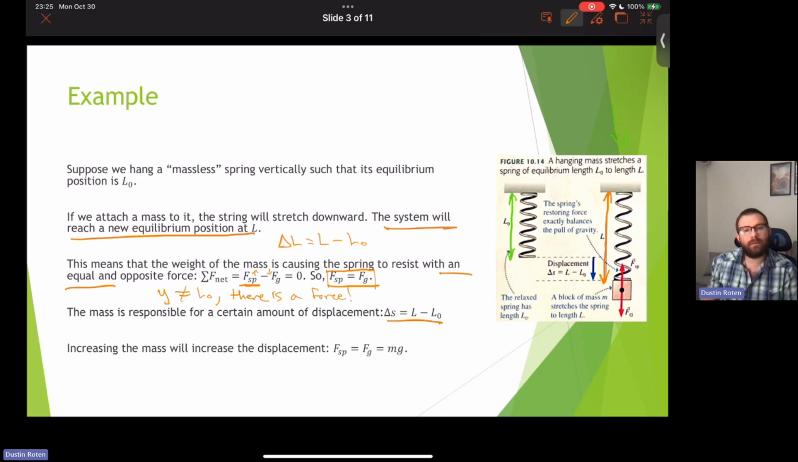We're just going to use delta S in the generic sense, where it could be delta X, delta Y, no one cares. So this displacement, we can update here, delta S, which is a change in L in our case. The mass is responsible for pulling this down. So if we were to increase the mass, we would also increase the displacement. If we hang more mass on there, that spring's going to stretch more and more.